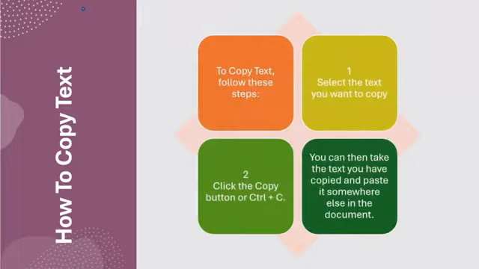Now that we have delved into the definitions, we need to know how to copy text. To copy text, we must follow these steps. First, select the text you want to copy. Place your cursor in front or beside the text that you want to copy and highlight it. Then click the copy button, or use the shortcut Control C. You can then take the text that you have copied and paste it somewhere else in the document. I will show you how that action is performed further down in today's video.